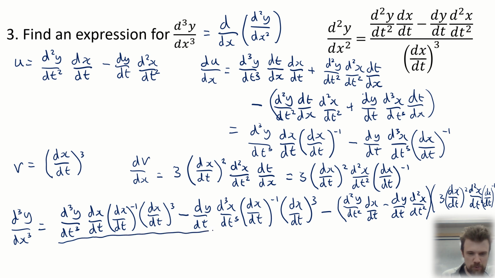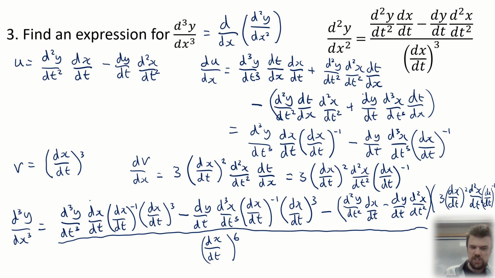You can see what dv over dx is above. Basically, that's all going on the top. And then the bottom, we've got v behind there as dx over dt all cubed. But remember, on the bottom of the quotient rule, it's v squared. So that would be dx over dt all to the power 6. Okay, we're not done though. We're going to simplify that a bit more.